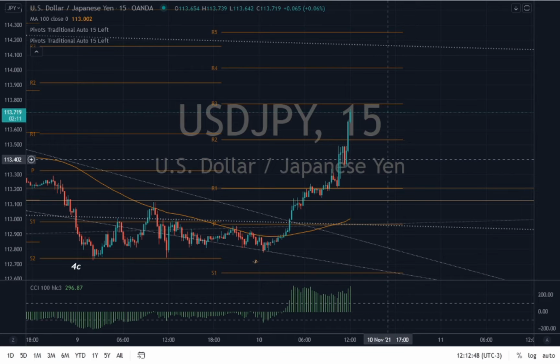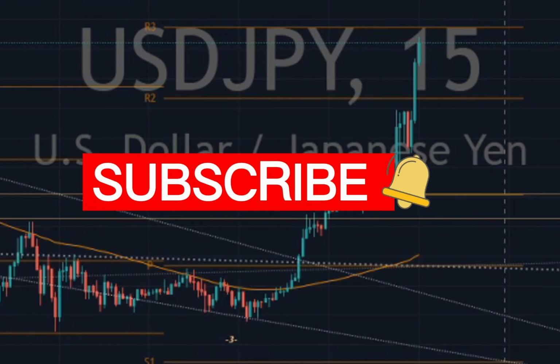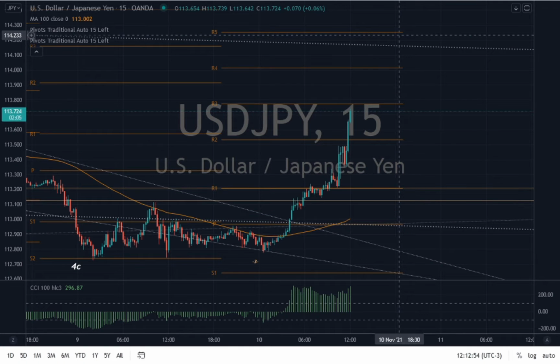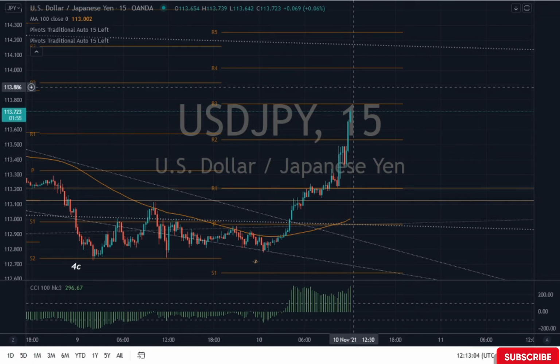So let's really get this into perspective. This is the United States dollar against the yen. I know this is going to 114.23. This is a 15-minute chart, so it's probably going to R5 or R4. I'm only going to use 1 mini, not more. Okay, I know this is going up.